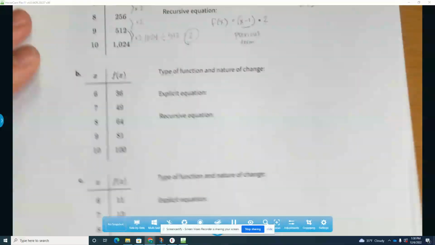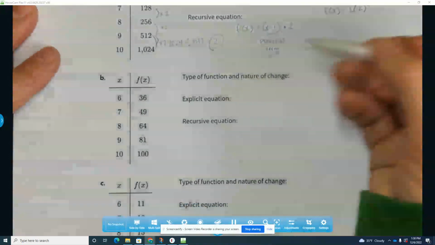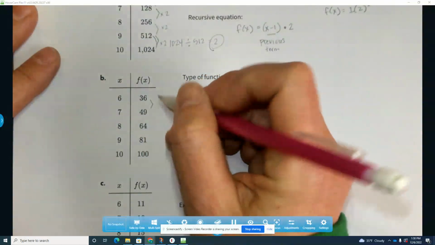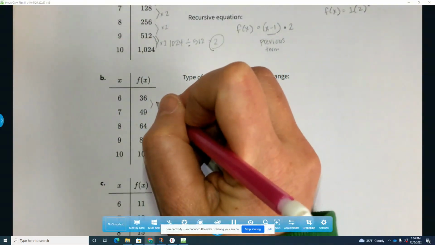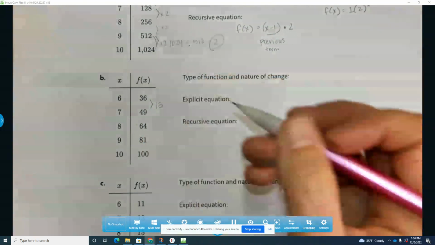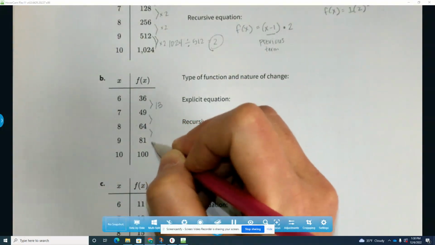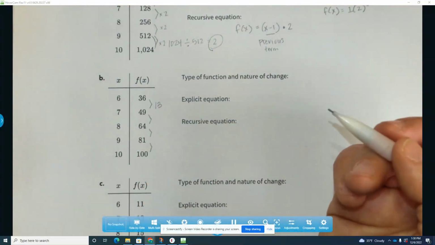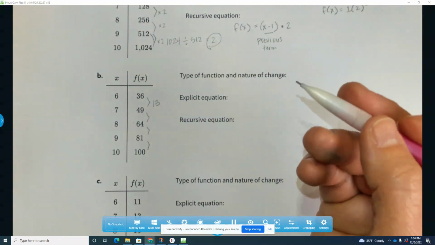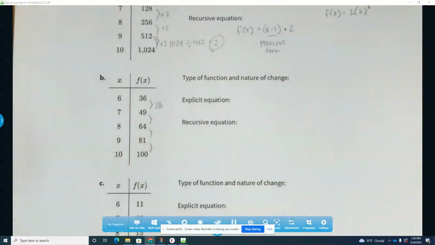So now we're going to check this one. Let's figure out the rule first. That is an increase of 13. Okay, see if you can figure out the other increases, and then we'll talk about how to build that equation.